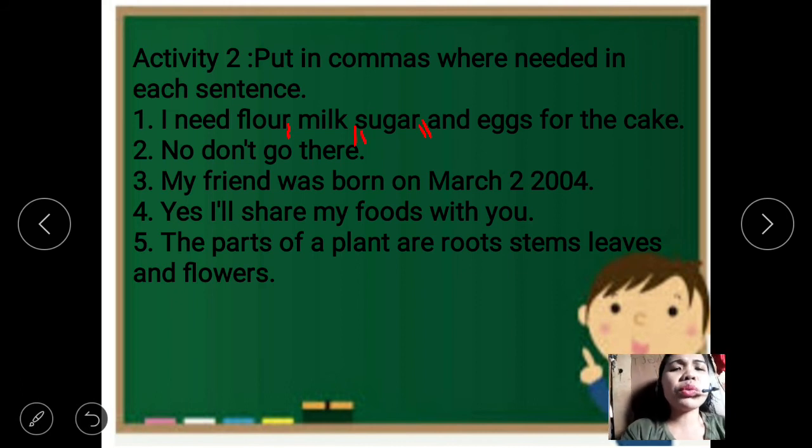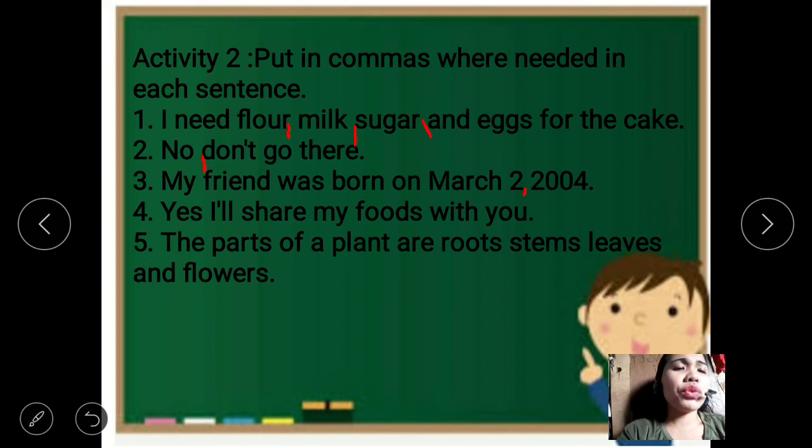Okay, next, number 2. No, don't go there. Sabi din kanina, after ni yes or no, comma ang susunod. So, dito natin lalagay si comma. Next, my friend was born on March 2, 2004. Okay, sabi sa rules, gagamitin natin yung comma sa date after ni day. So, si day is 2, after ni day, ayan.